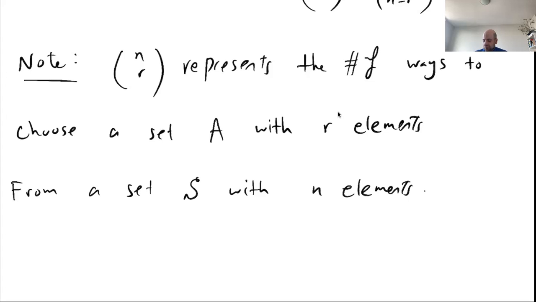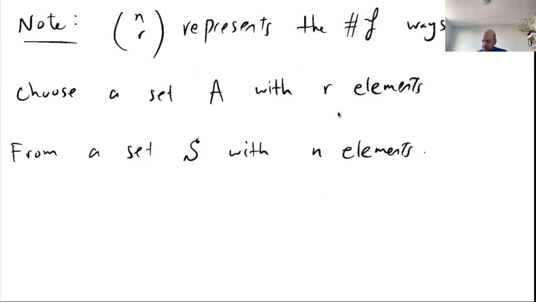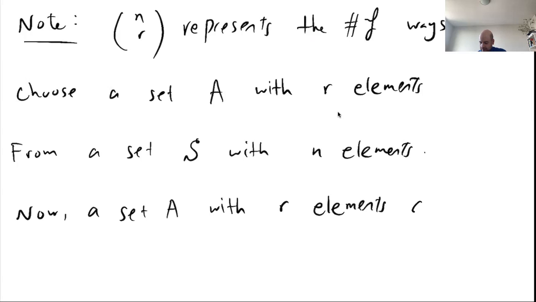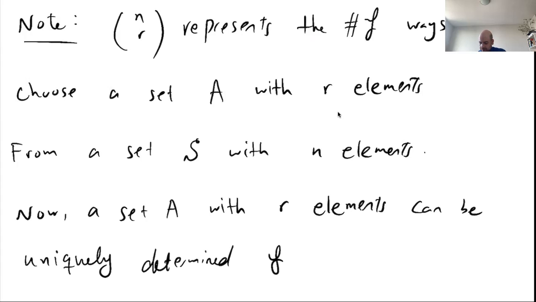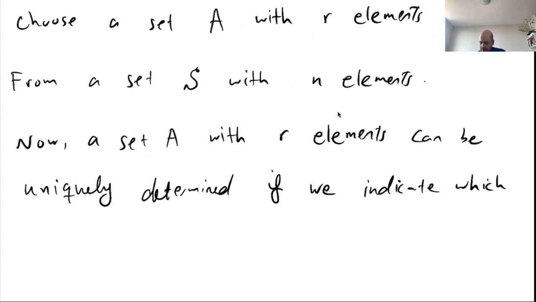Right? So that's one way to determine a set A. Let me write it down this way: a set A with r elements can be uniquely chosen, or uniquely determined, if we indicate which n minus r elements we will not choose.